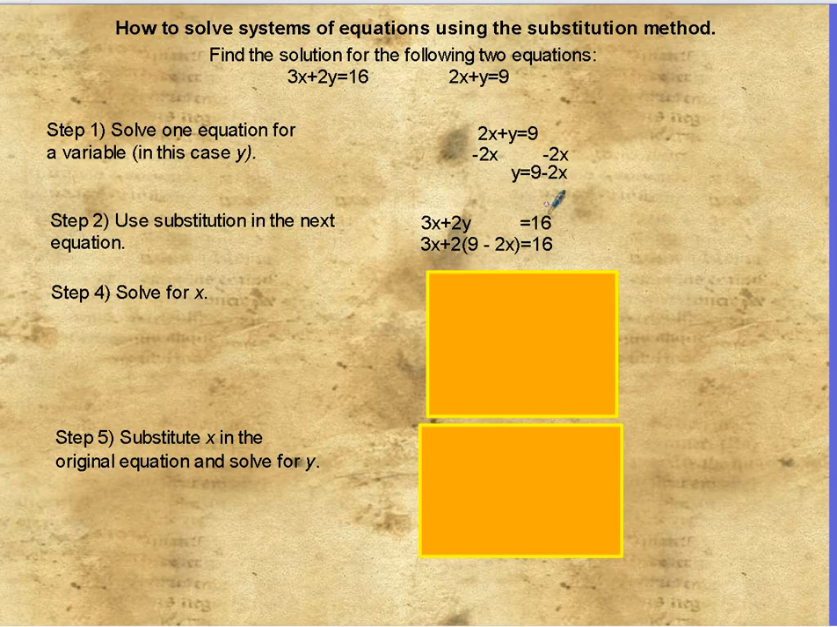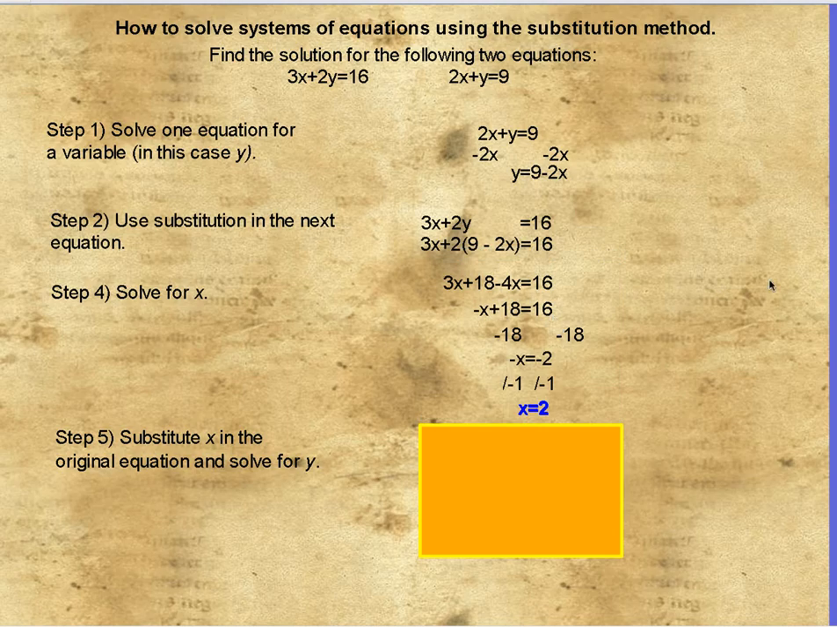Substituting y here gives us the following: 3x plus 2 times 9 minus 2x equals 16. And now we need to solve for x. What we did is we substituted y here, and we used the distributive property to get to here. So we have 3x plus 18 minus 4x, and now we need to combine like terms.